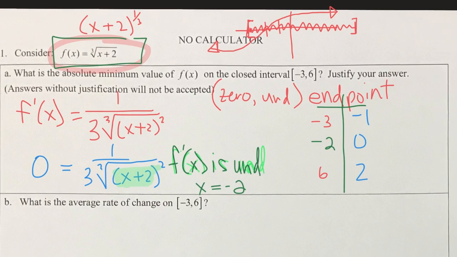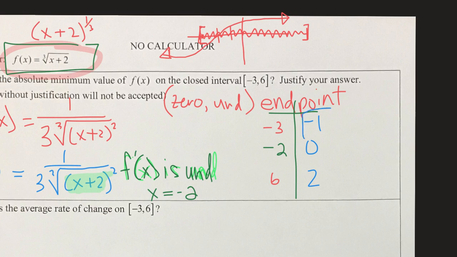So doing this analysis, we see that -1 is going to be the smallest y value on this interval. Okay, so the answer, what is the absolute minimum value on the closed interval? You would write something like this.